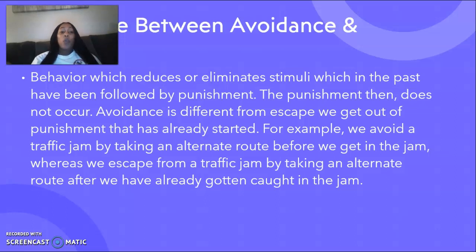So, for example, we avoid a traffic jam by taking an alternate route before we get into the jam. Whereas with escape from a traffic jam, we escape by taking an alternate route after we have already gotten caught in the jam. So with escape, it's already happening. Whereas avoidance, it has yet to happen, but you know that it's going to happen. So that is the difference between the two.